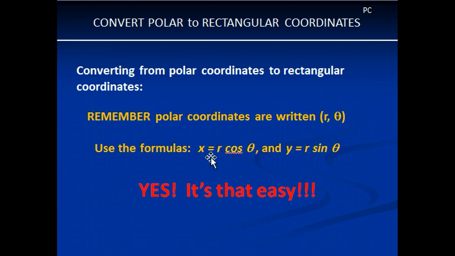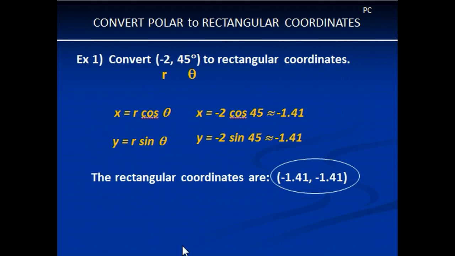So we can just look at these formulas. x equals r cosine theta and y equals r sine theta. If you don't have those in your notes, write them down now. Yes, I'm telling you, it really is this easy. That's all you need to know. So let's look at one example.